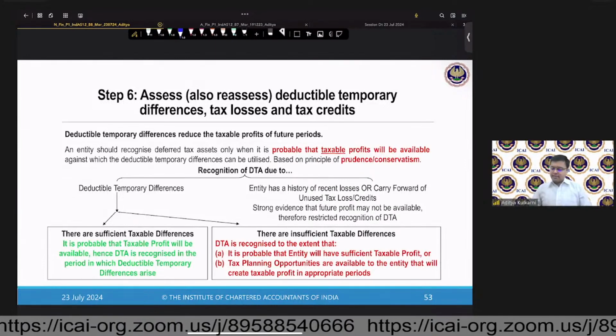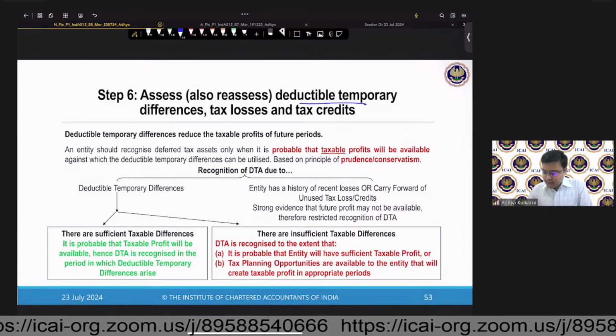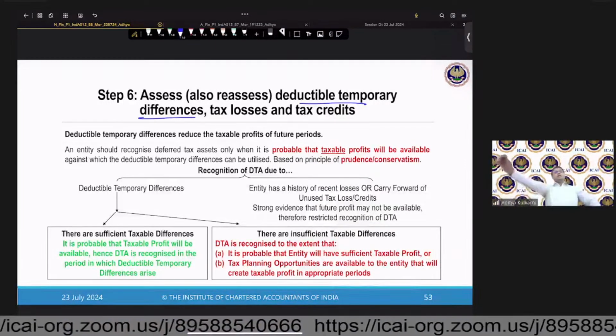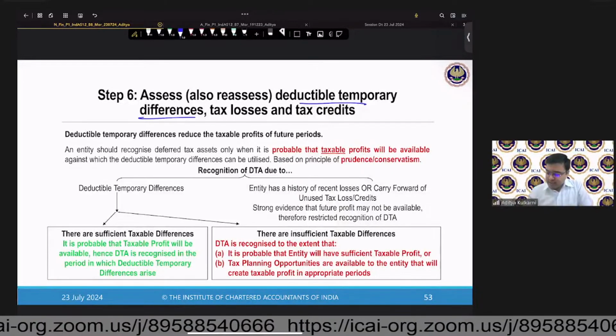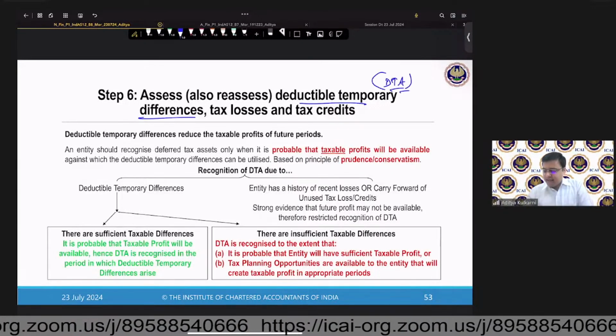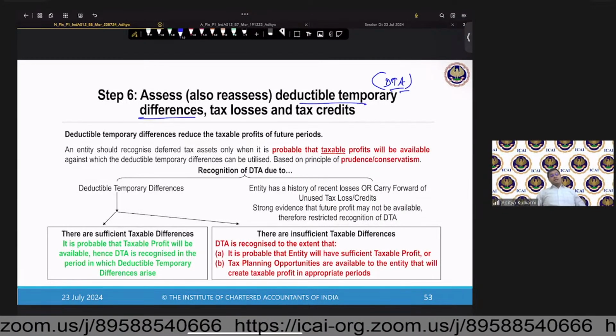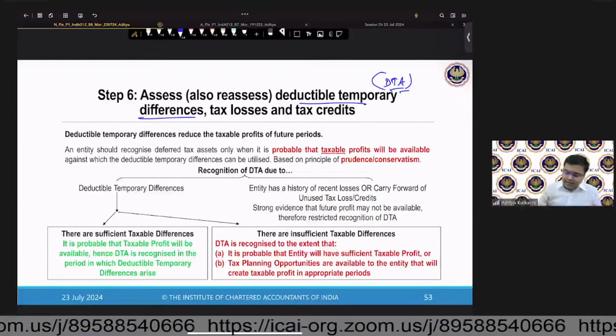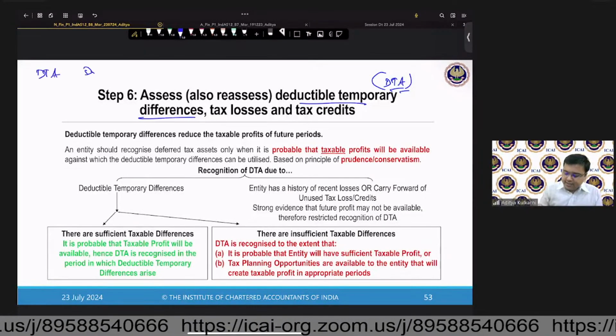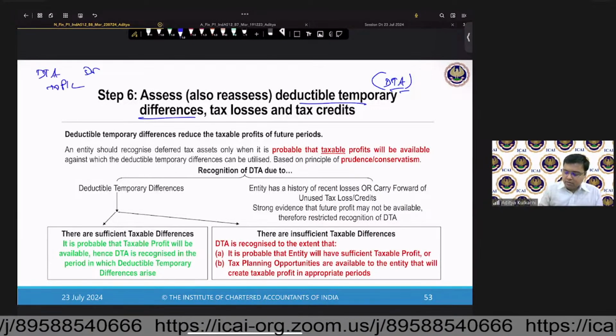Assess and also reassess deductible temporary differences. Deductible temporary difference means DTA. What is the impact of DTA? If you look at the entry that you pass, it is DTA account debit to P&L.